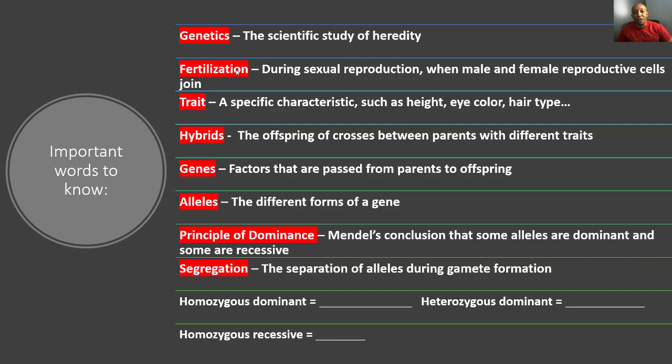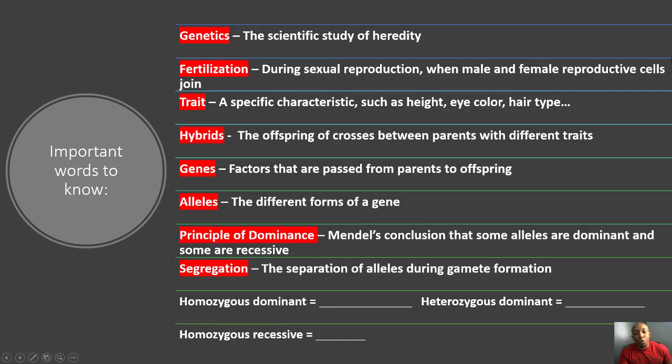Then we have genes, factors that are passed from parents to offspring. So each one of us gets genes from our parents, and those genes are passed from our parents to us. Then we have alleles, which are the different forms of a gene. So you can have an allele for being tall or an allele for being short. Then the principle of dominance, which is Mendel's conclusion that some alleles are dominant and some are recessive. Then we look at segregation. This is the separation of alleles during gamete formation.